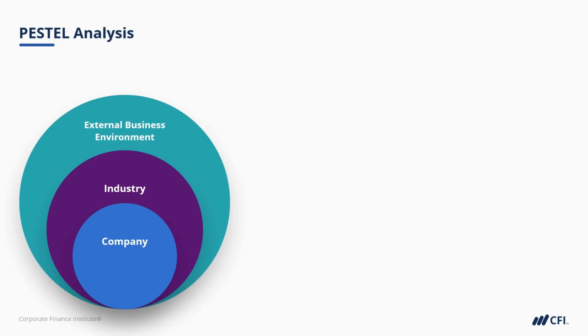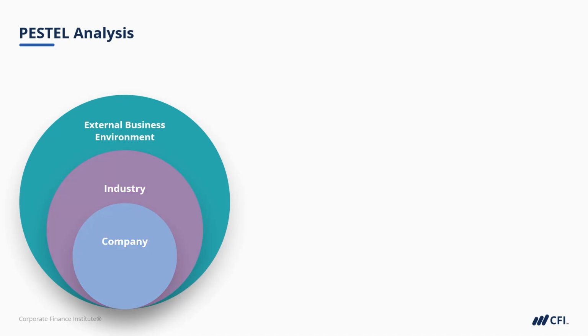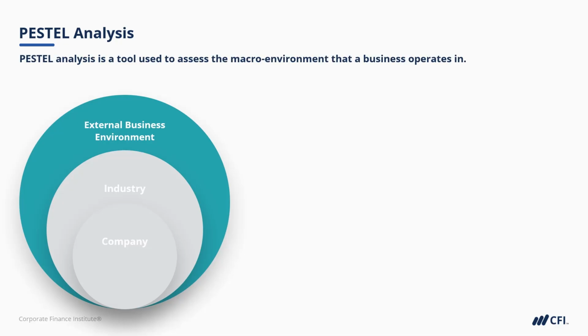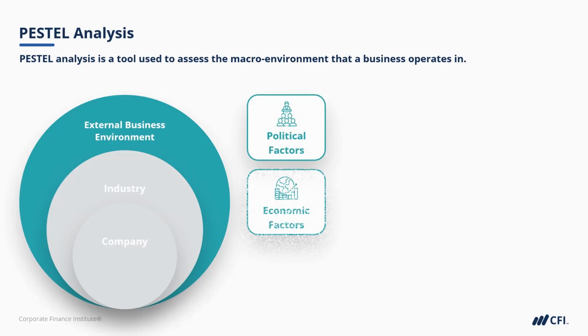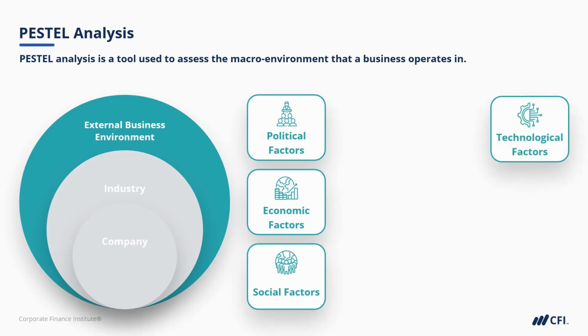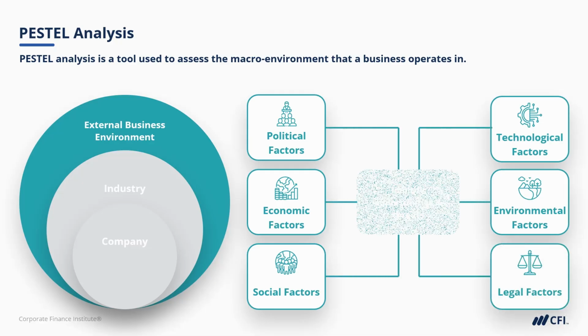As a reminder, we'll start at the top here in the external business environment. A very popular assessment tool used to assess the environment in which a business operates is the PESTLE framework. Historically, it was called a PEST analysis, which stood for political, economic, social, and technological. Over time, the framework evolved to include environmental and legal factors too.